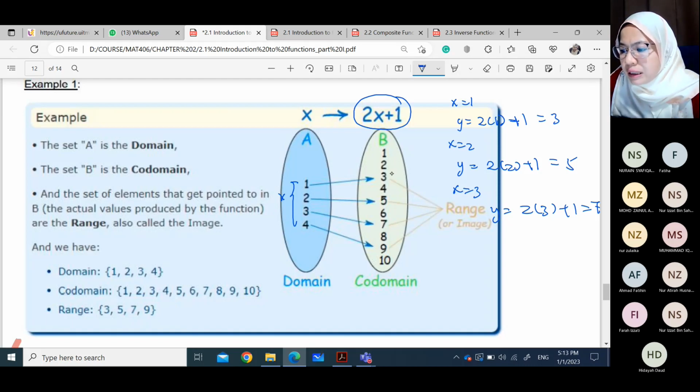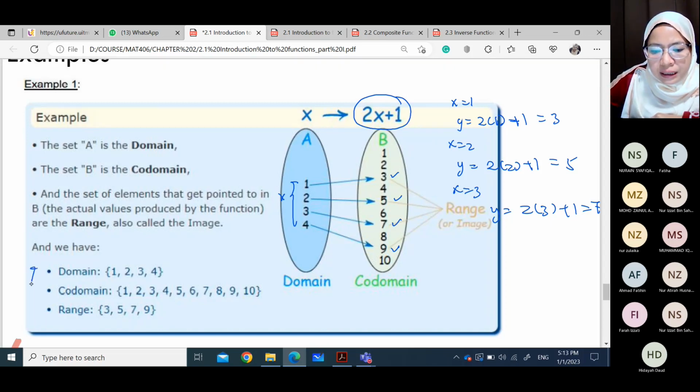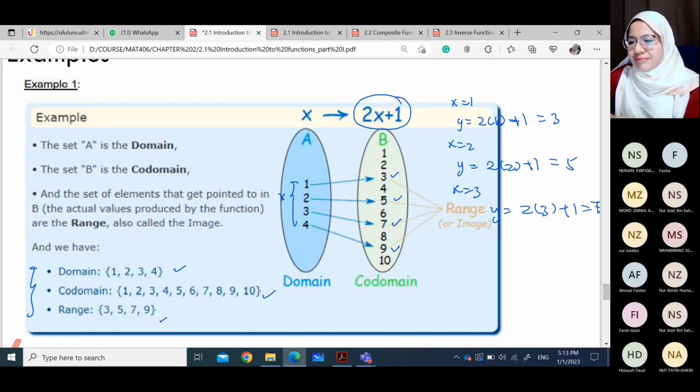So yang ini semua adalah range. Yang ada yang kita map tu 3, 5, 7 dan 9. Ini kita panggil sebagai range. So maknanya kat sini tidak semua codomain itu adalah range. Ia bergantung kepada relation yang diberikan. Okay. So kita tengok yang ini. Ini adalah yang kita listkan. So domain 1, 2, 3, 4. Codomain is 1 until 10. And the range here is only 3, 5, 7, 9. Okay? Faham ya?